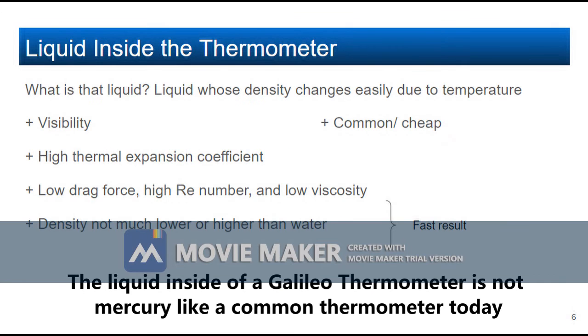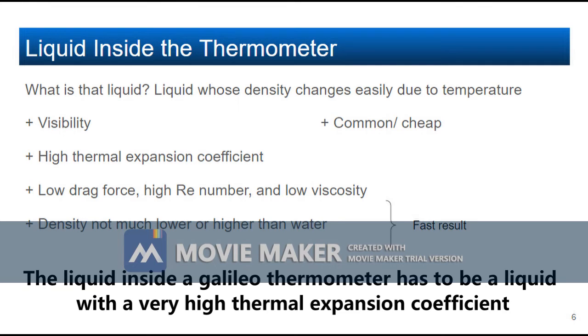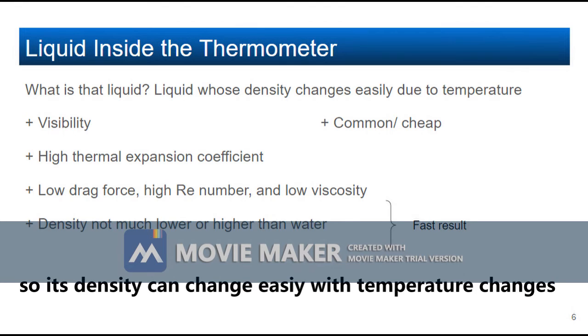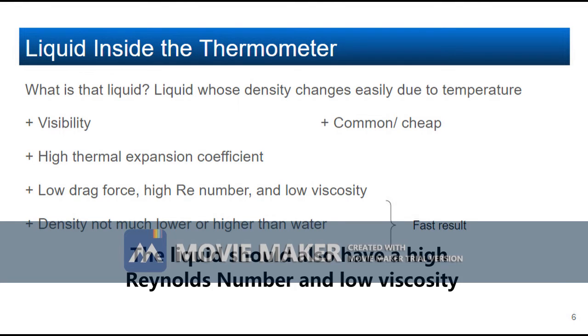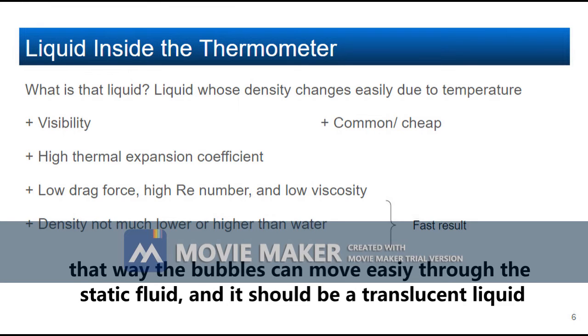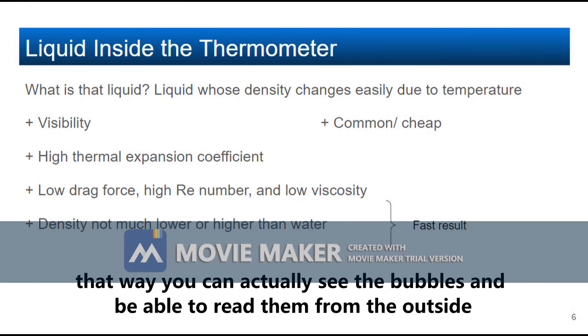The liquid inside of a Galileo thermometer is not mercury like a common thermometer today. The liquid inside of a Galileo thermometer has to be a liquid with a very high thermal expansion coefficient, so its density can change easily with temperature changes. The liquid should also have a high Reynolds number and a low viscosity. That way the bubbles can move very easily through the static fluid. And it should be a translucent liquid. That way you can actually see the bubbles and read them from the outside.